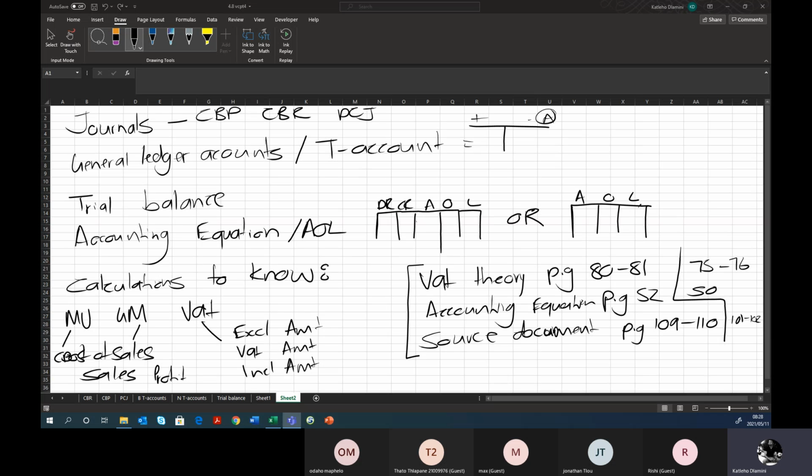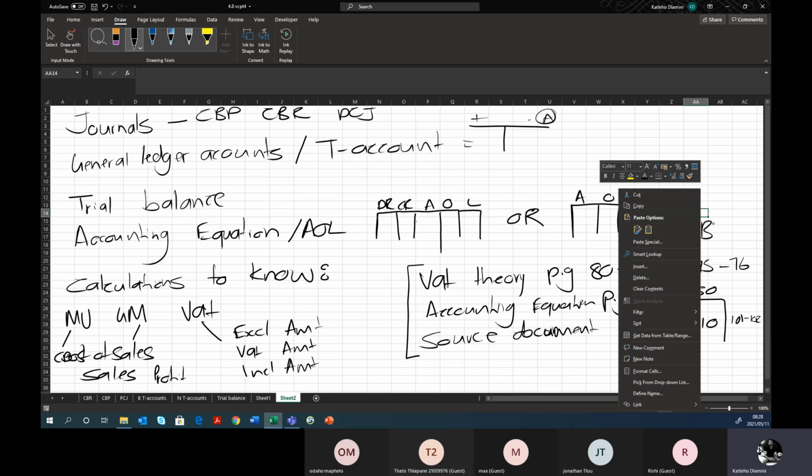Is it in the blue book? What page is it? Oh, okay. I've already answered your question. Sorry, I didn't see your question. I just heard it now. Blue book. Pink.